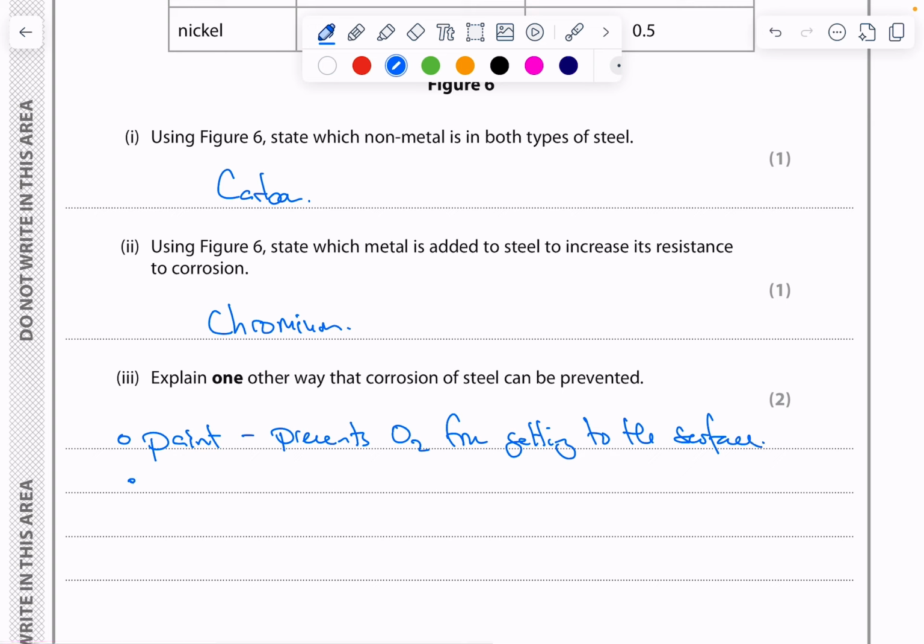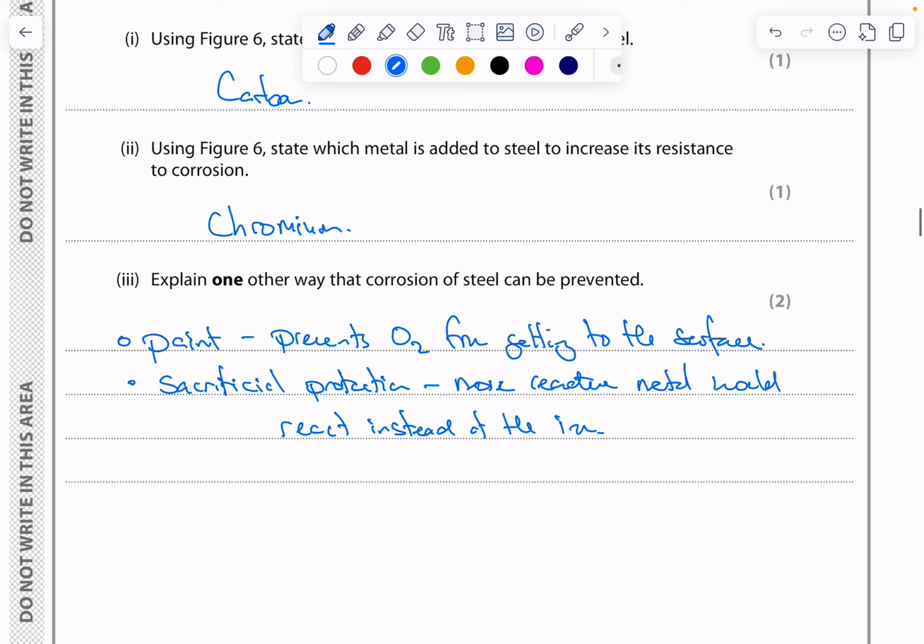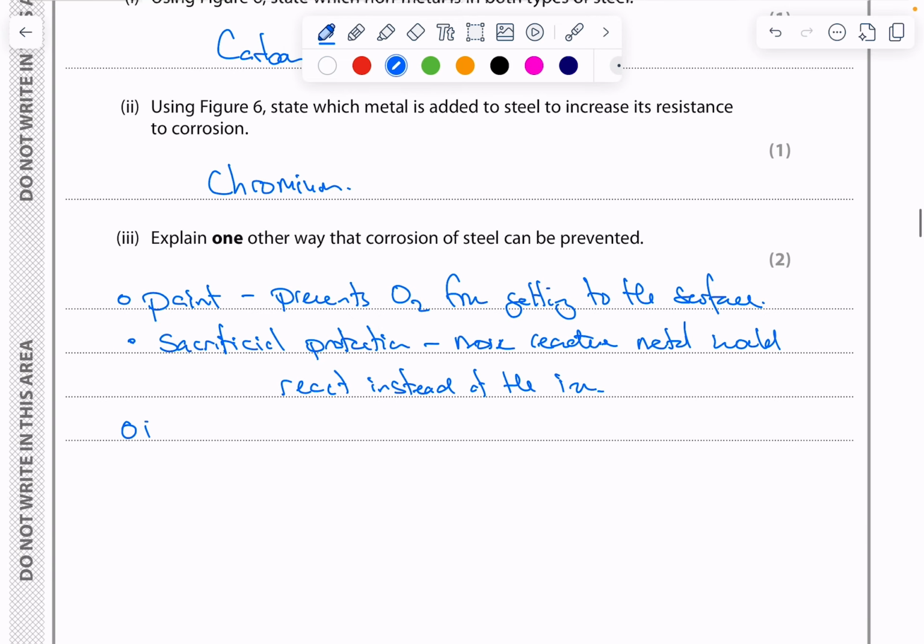You could do, in class we talked about sacrificial protection, and that's where you place a more reactive metal on the surface, and what would happen then is that the more reactive metal would react instead of the iron.